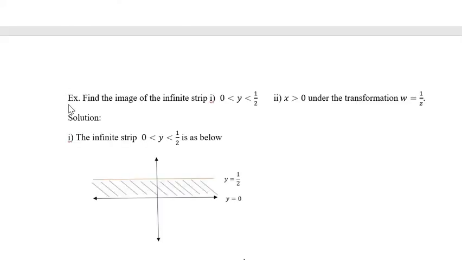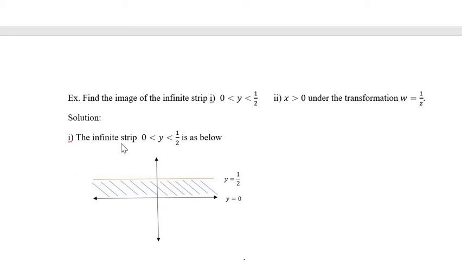Let us understand this example. Find the image of the infinite strip 0 less than y less than 1 by 2 and x greater than 0 under the transformation w equal to 1 upon z.